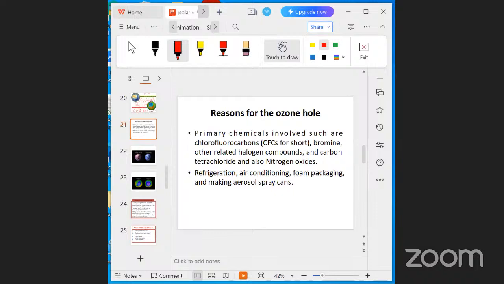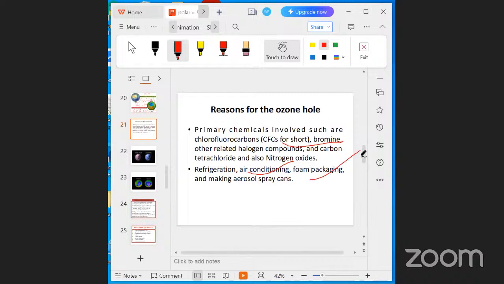The ozone hole has developed because people have polluted the atmosphere with chemicals containing chlorine and bromine. The primary chemicals involved are chlorofluorocarbons, bromine and other related halogen compounds, carbon tetrachloride, and also nitrogen oxides, right? Chlorofluorocarbons in particular have been used for a wide range of applications, including refrigerators, air conditioners, foam packaging, and aerosol spray cans.